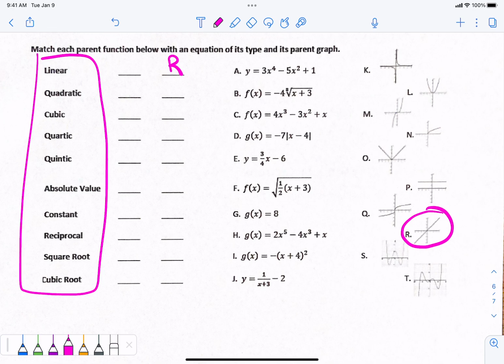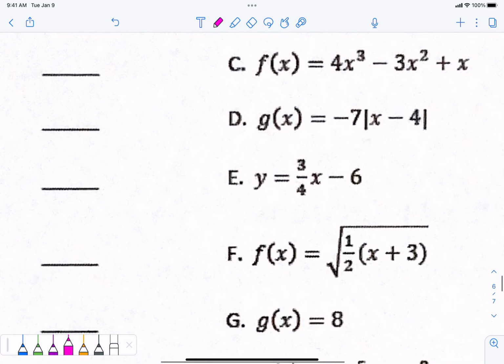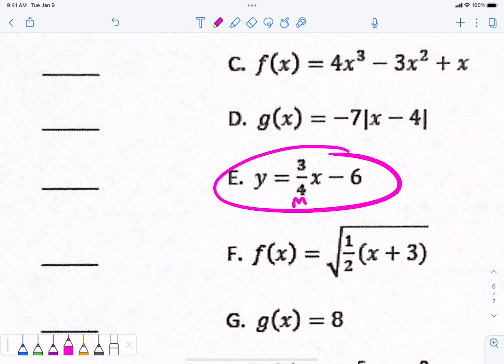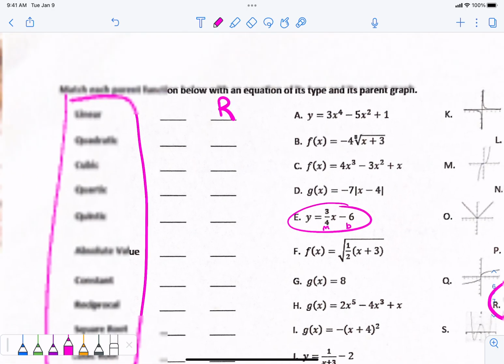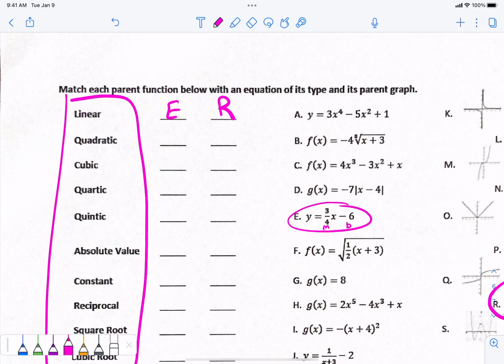How do we find that out? Which one is a linear function? Which one is a linear graph? Linear functions look like mx plus b. Yeah, E. 3/4 is your m and -6 is your b. Yep, that's E. Good. And then go through quadratic.